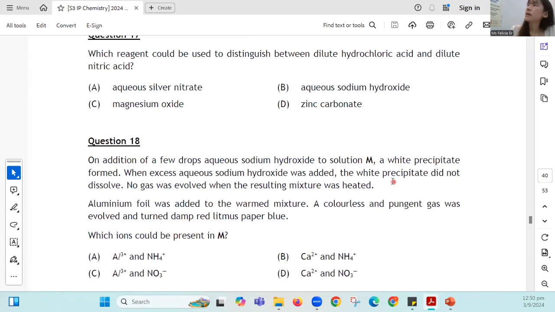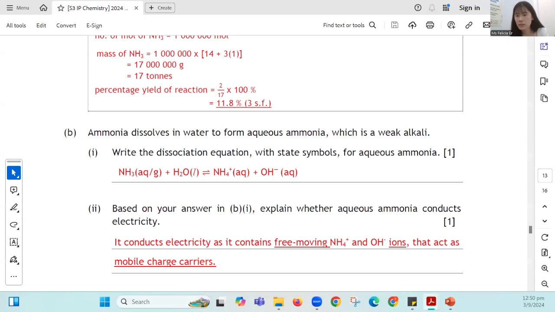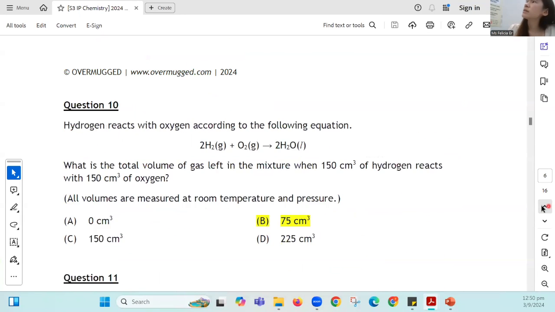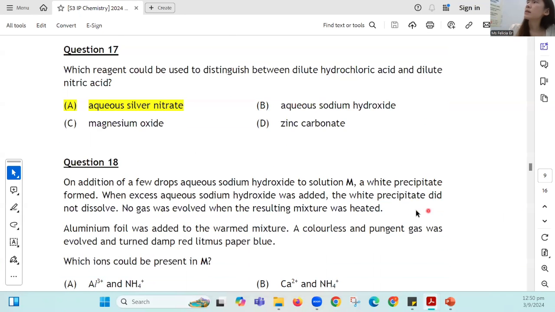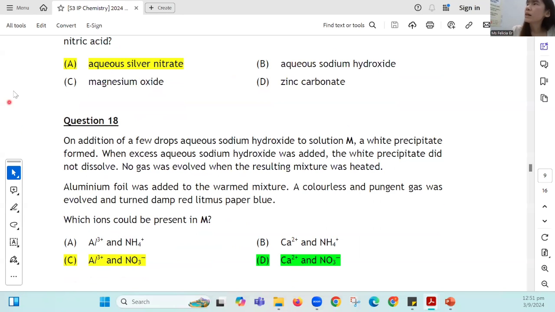Yep, so wait, let me show the other copy which has the answer. Hold on. 17 is here. Yep, so 17 is A. 18, sorry, I don't know why I got two colors. 18, the answer is D. Okay, so the answer is A, then D.